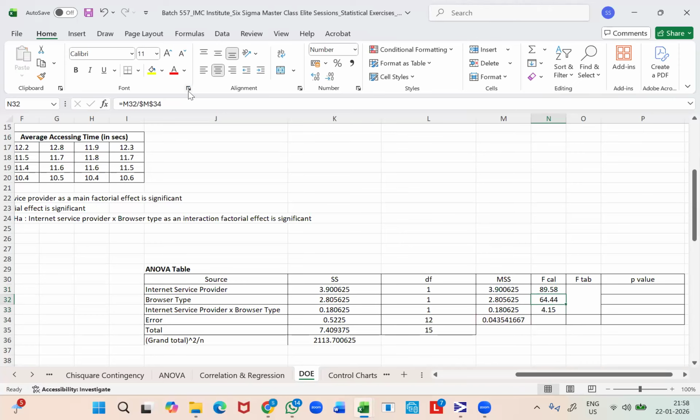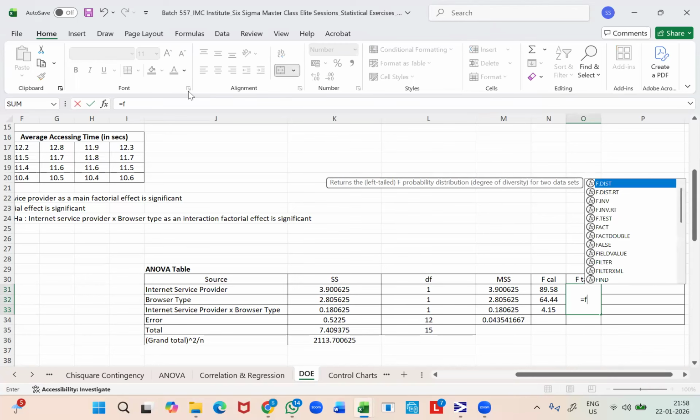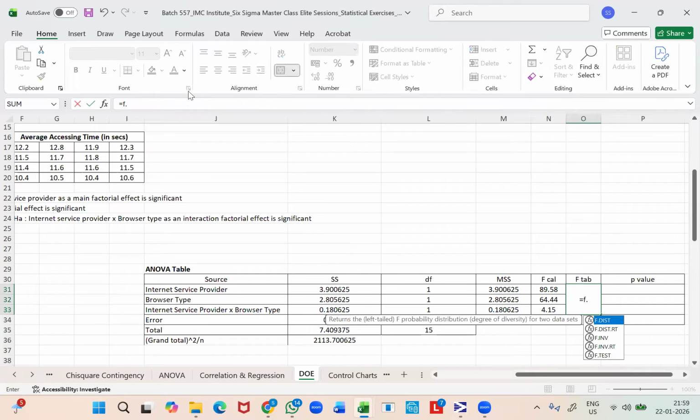right? So as we can see, the F calculated value for the main factorial effects seems to be very high. So we can easily say that the internet service provider and browser type as main factorial effects seem to be significant. But for the interaction factorial effect, the F calculated value seems to be somewhat less. So it may not be greater than the table value. So we can say that the interaction factorial effect is not all that significant. But then let us reconfirm by calculating the table value.